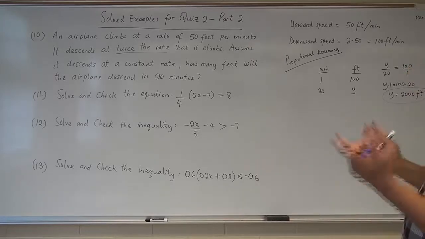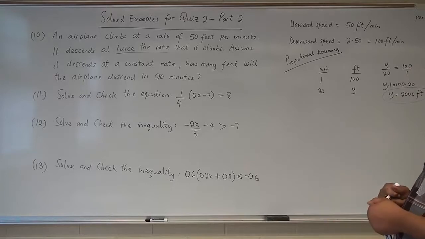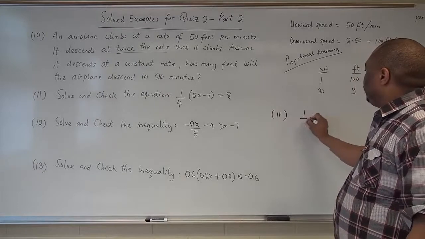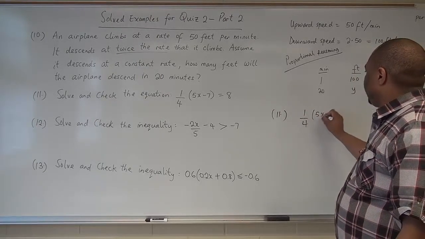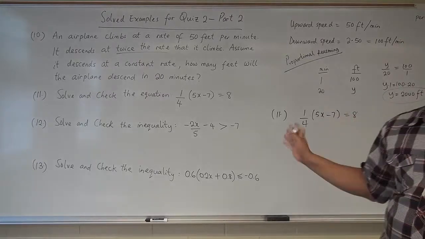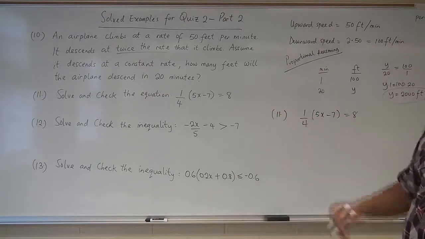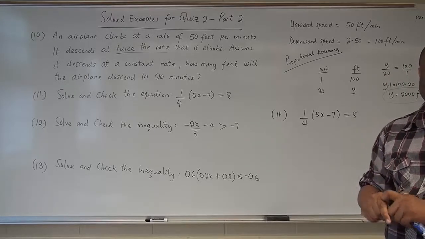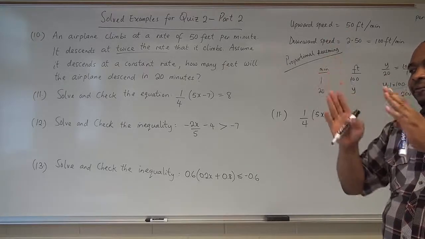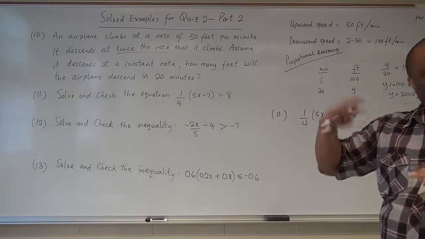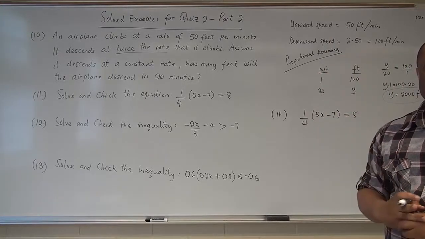Question 11, solve and check the equation. Question 11: 1 over 4 times 5x minus 7 equals 8. Please view the video that connects to this, the video we did on fractional equations. When you go to my website, look at the fractional equations. It is a video playlist. So view those videos, please. It's important.